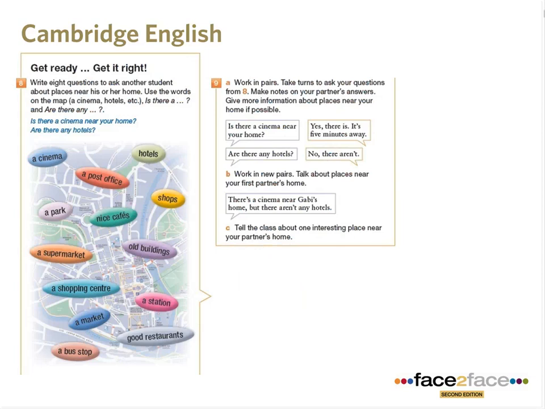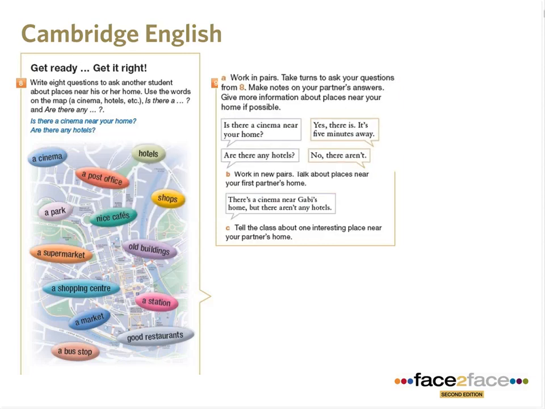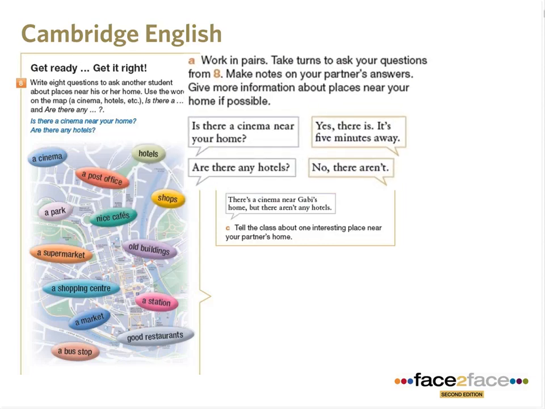And right back down, we use this approach even at starter, the lowest level, where here what we're doing is there is and there are. So we ask them to write 8 questions to ask another student about places near his or her home, using the words on the map, so a park, a supermarket, a shopping centre. So very simple writing questions. Is there a cinema near your home? Are there any hotels?